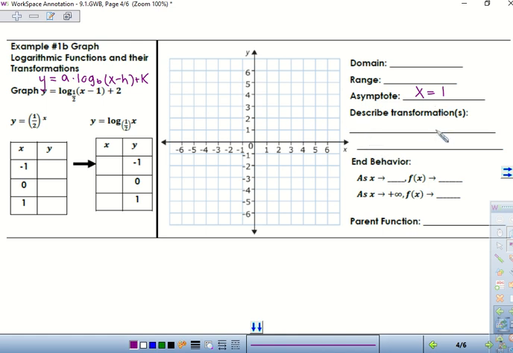Now we can identify the transformations. We know that H goes left and right, but because it's minus, it's going to the right. So we know it's going to go to the right 1. And then we know it's also going to go up 2, good. K is always up, down. All right, so now that we've identified all of that, we're going to go ahead and graph it.